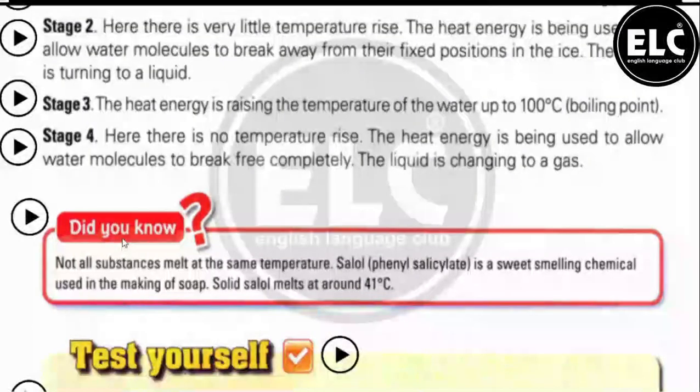Did you know, not all substances melt at the same temperature? Salol, phenyl salicylate, is a sweet-smelling chemical used in the making of soap. Solid salol melts at around 41 degrees Celsius.